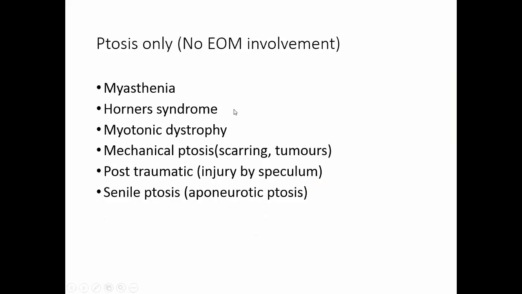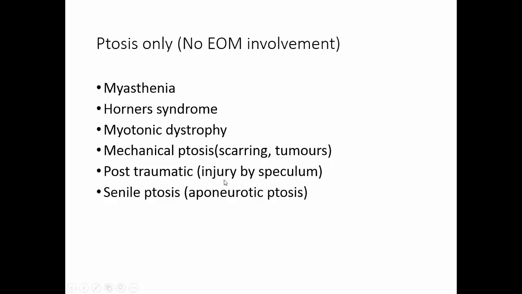Right? People who have ptosis only, and you have done your extraocular muscle movements, and you can't see any extraocular muscle involvement. These are the few things you have to think of. Myasthenia can present with ptosis only. Horner syndrome is not a muscle problem. It's a sympathetic affection, so you don't get an extraocular muscle palsy. Myotonic dystrophy, initial phases, they will only have bilateral ptosis. And the other thing is mechanical ptosis. Turn the lid inside out and look for scarring and local tumors before you send the patient for imaging.